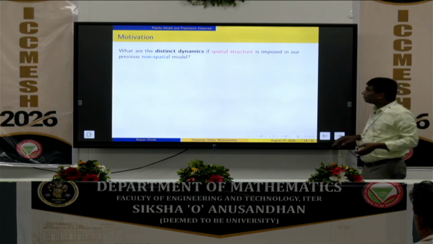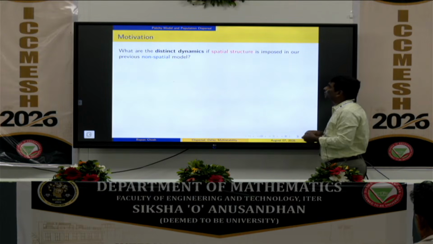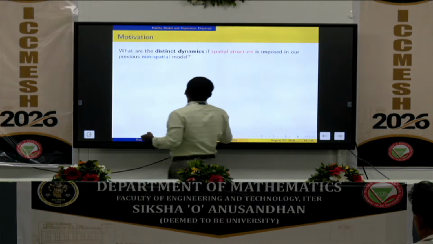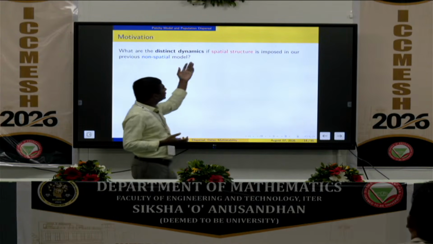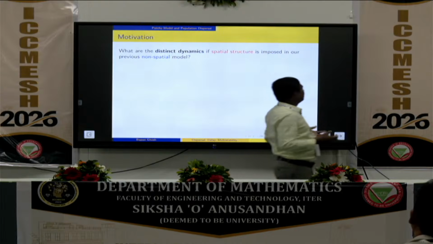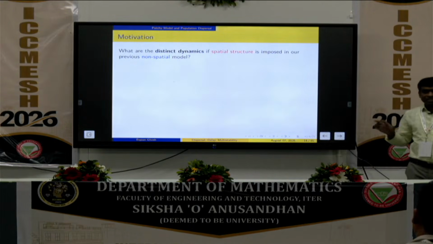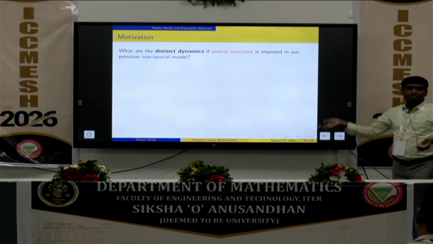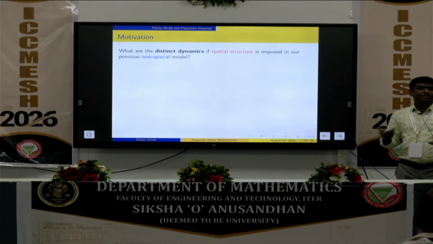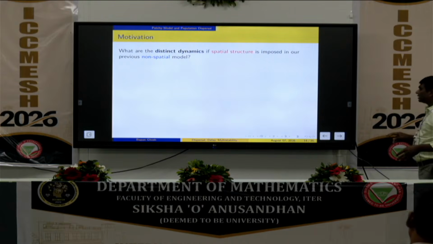Now we really want to know what distinct dynamics we can obtain if we impose the spatial structure on our previously non-spatial model. For example, in the non-spatial model you had two fixed points. So here the number of fixed points can change or their dynamics can change. So this is one such thing.